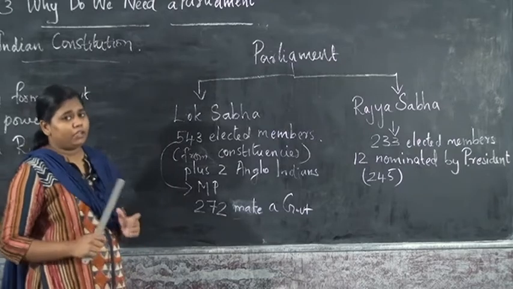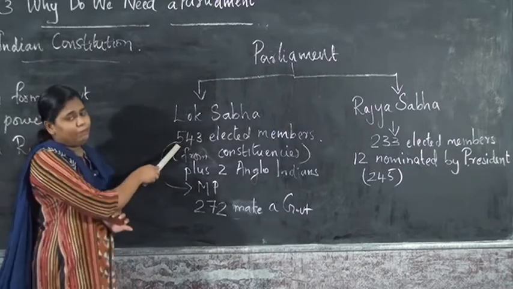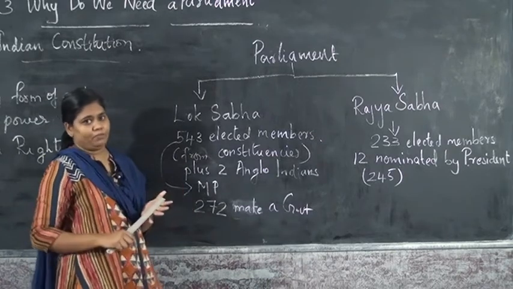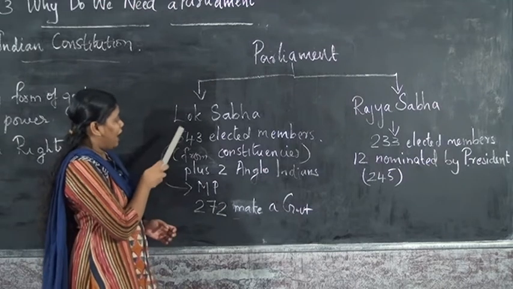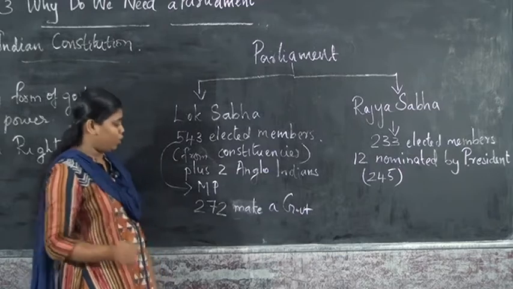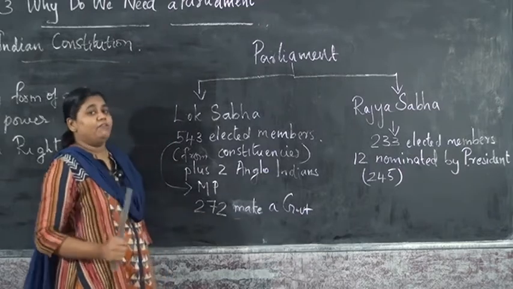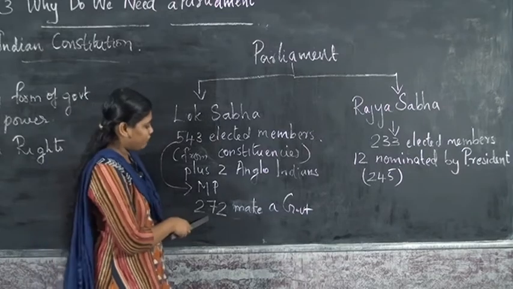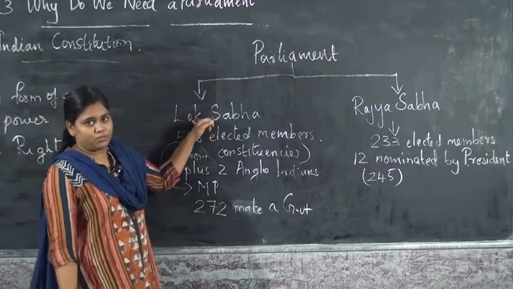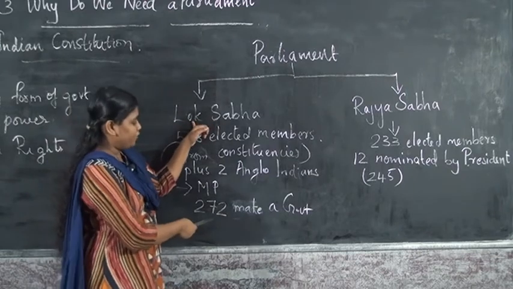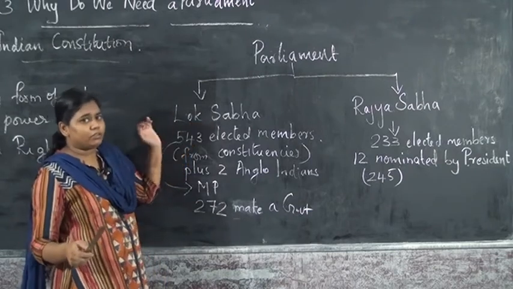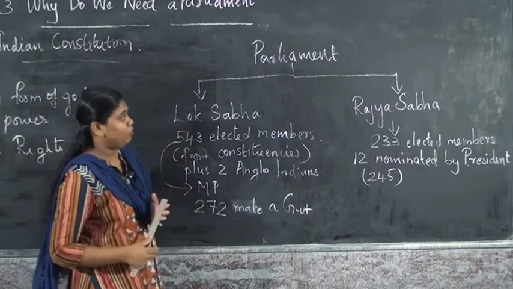And who makes the government? These 543 members are the representatives of many political parties in India. Which political party gains 272 members in the Lok Sabha? Those with 272 seats or more form a government.